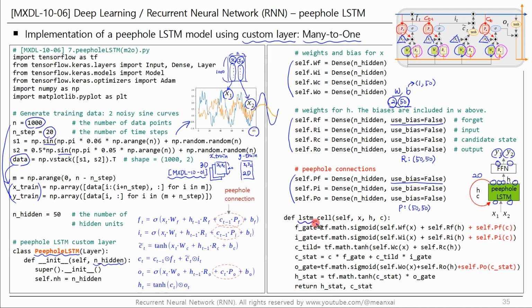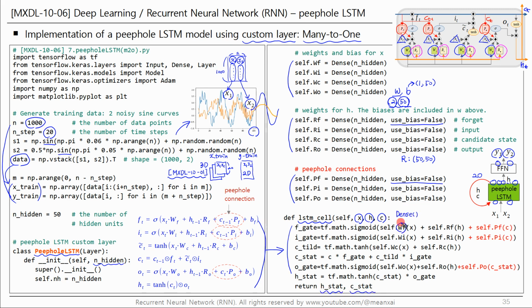Next, we write a method to compute HT and CT, which will be passed on to the next time step. The inputs are the current data xt and the previous states H,t-1 and C,t-1. We use these formulas to compute the output of each gate as follows, and return HT and CT.